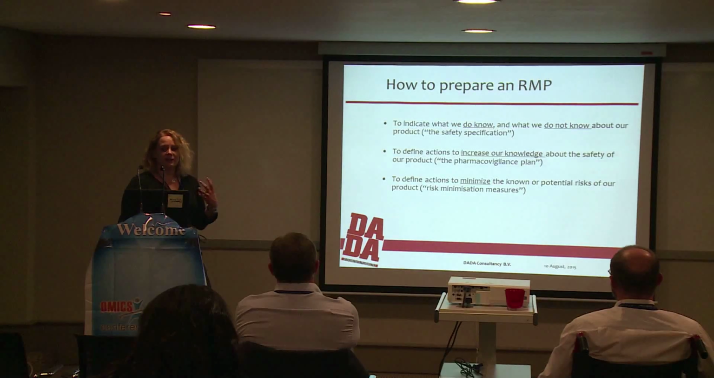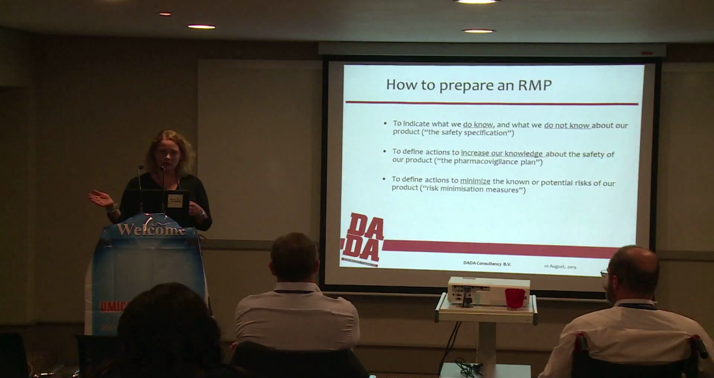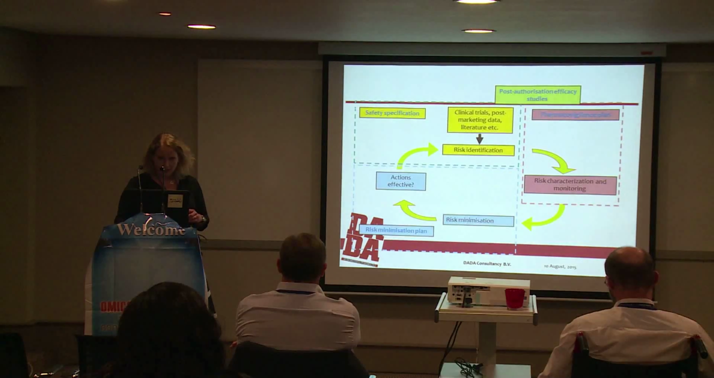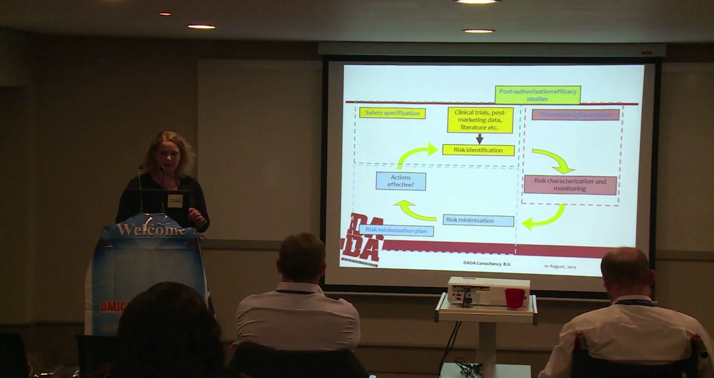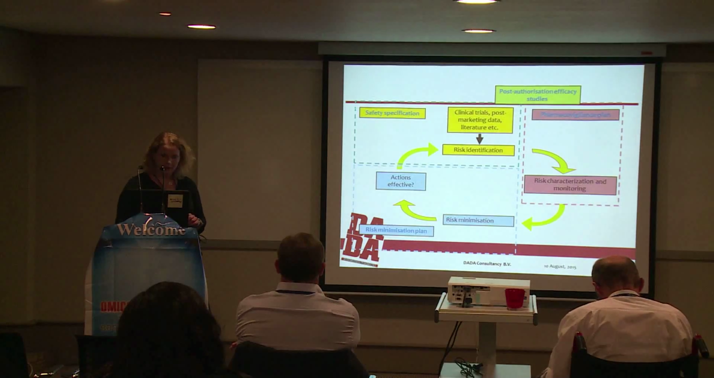So what do you state in a risk management plan? You have to indicate what you do know and what you do not know about your product, and this is included in the safety specification. So that's the known thing. Then you have to specify, this is what we're going to do to increase our knowledge. This is the plan, the pharmacovigilance plan on how you intend to do so. And then you're defining actions to minimize the risks that you know of or that you think could occur. And these are the risk minimization measures. So these are separate sections in the EU RMP. And they feed into this cycle of identification, characterization, and monitoring, minimization, and measuring effectiveness in this way.